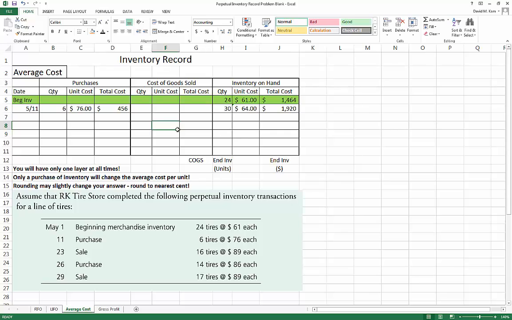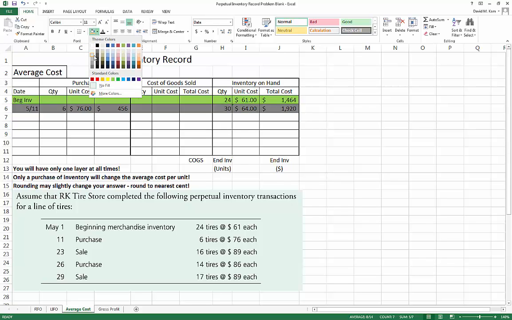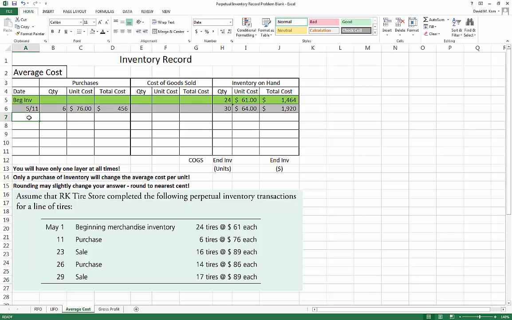Now, sometimes you can make sure this is correct, because obviously, if you have a $61 cost here and a $76 cost here, your average cost has to fall between these two numbers. So obviously 61, 76, 64 does fall in between that particular range. Okay, so that's one layer, so we'll make that gray here to keep consistent with our colors that we're using for each layer.